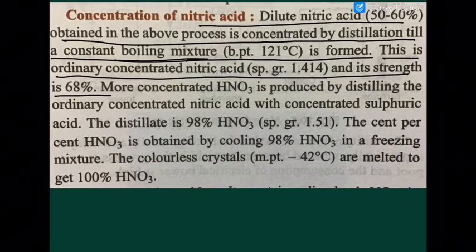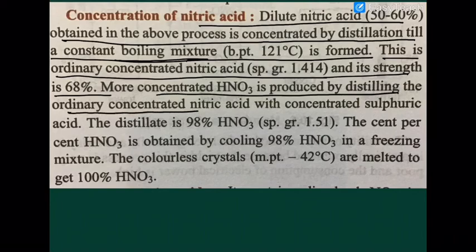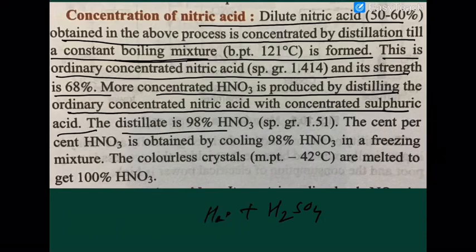The more concentrated nitric acid is produced by distilling normal HNO3 with concentrated sulfuric acid. Now the distillate is 98% HNO3. What does sulfuric acid do? Sulfuric acid, being hygroscopic in nature, takes out water from the nitric acid.